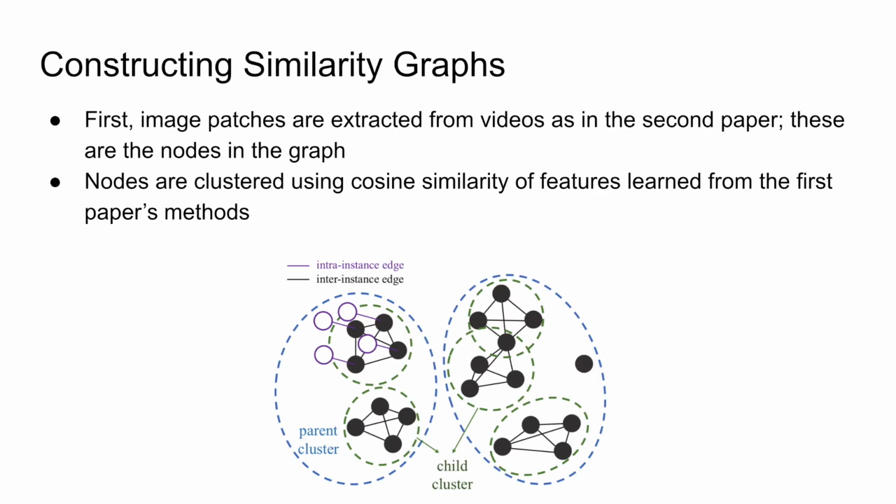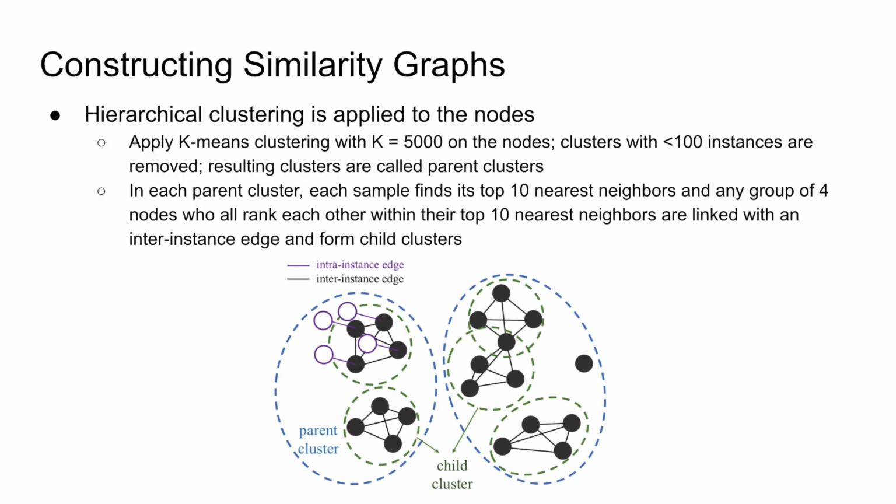They construct the similarity graphs in the following way. First, image patches are extracted from videos, as explained in the second paper, and a node is created for each image patch. These nodes are then clustered by first finding their features learned from the first paper's methods, and then finding their cosine similarity. The nodes are clustered in a two-stage fashion.